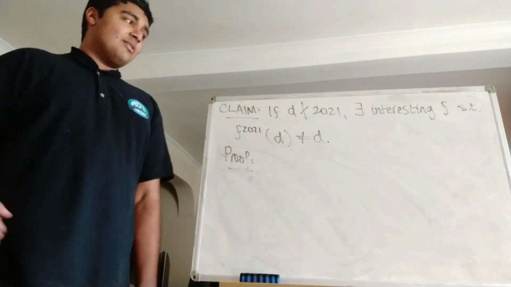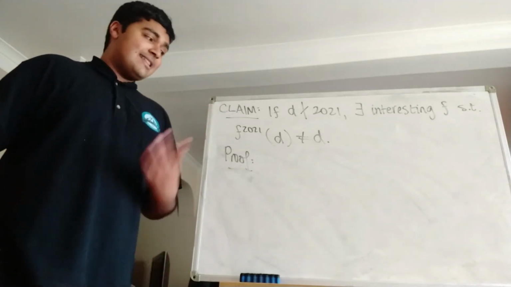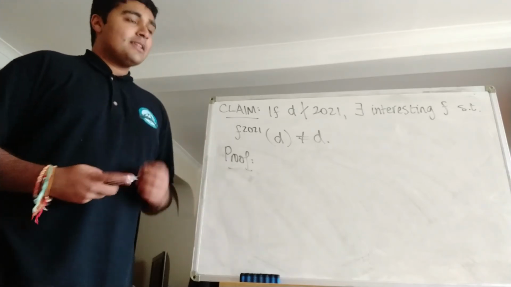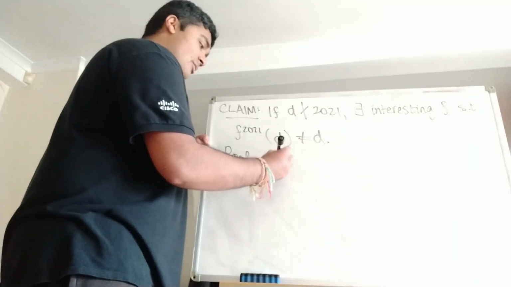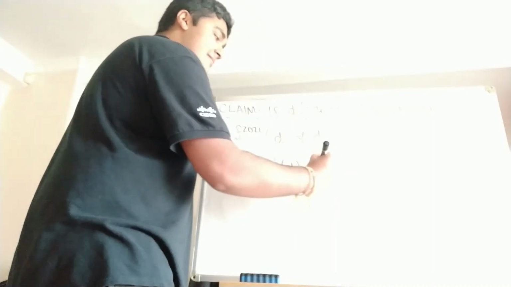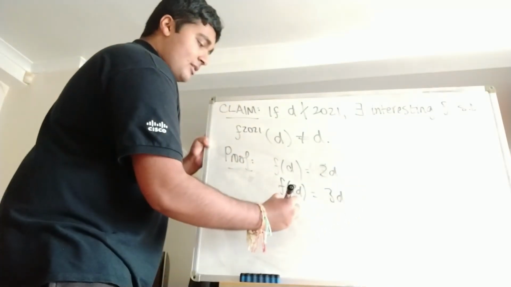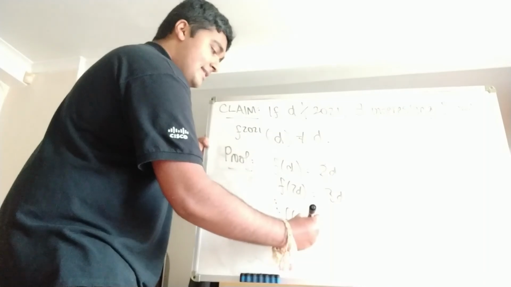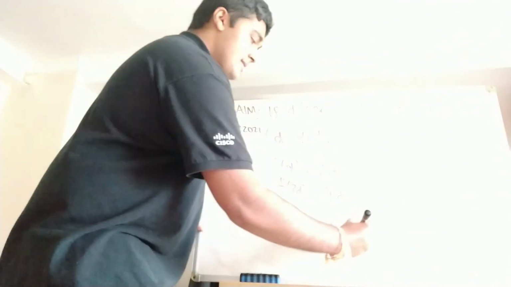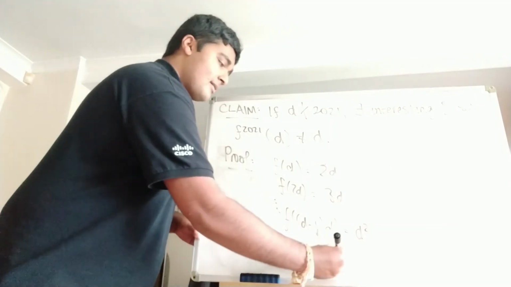So this claim is that if d is not a factor of 2021, then there exists an interesting function f such that f to the 2021 of d does not equal d. And this is actually not too difficult to prove. We're just going to prove it by giving an explicit interesting function f. So what is this function? Well, f of d is going to be equal to 2d. f of 2d is going to be equal to 3d, and so on. So f then all the way up to (d minus 1) times d, oopsie daisy, of d times d. This thing here is going to be d squared. But then f of d squared, we're going to loop back around to d.